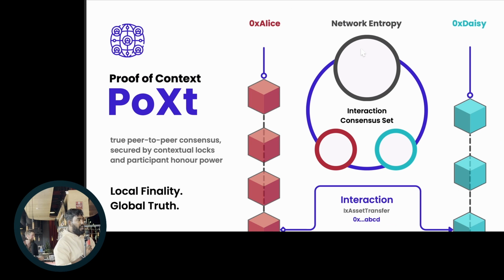The next is proof of context, right? Now, looking at our previous model, say Alice and Daisy wanted to have a transaction, how do we go about doing this, right? There is a context, and this context in the consensus model translates to a set of nodes, right? So Alice has a set of nodes and Daisy has a set of nodes who are secure in her chain, right?